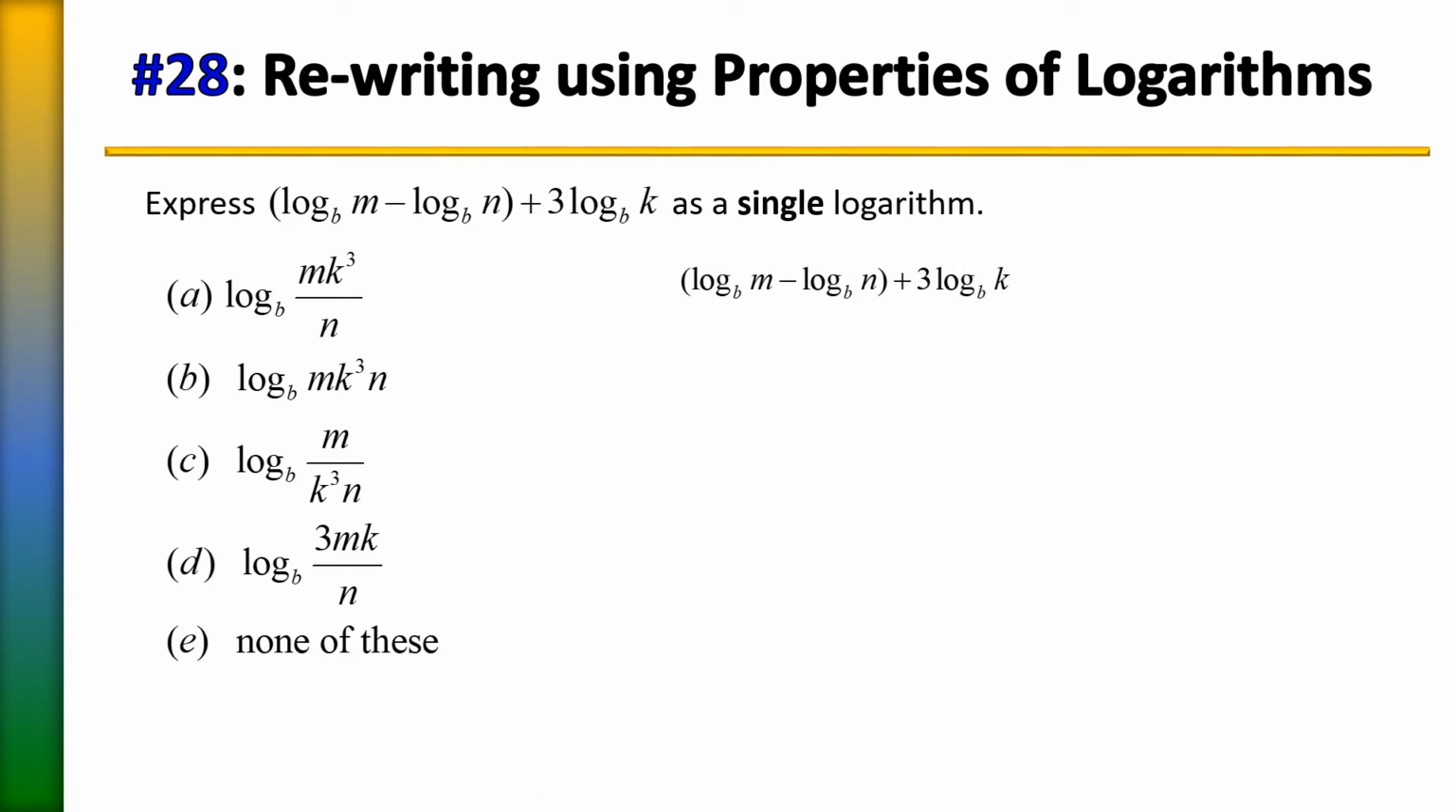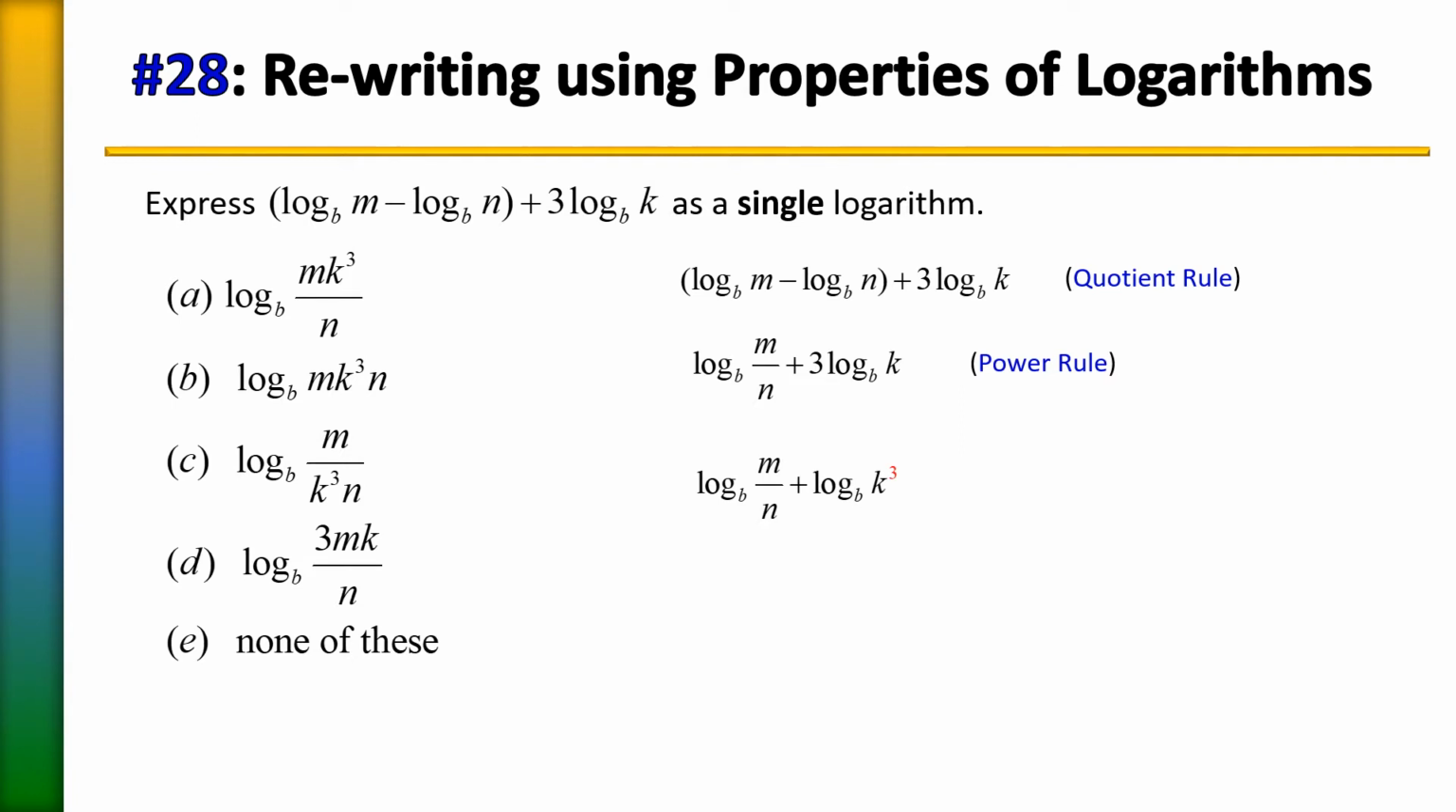So step 1, let's go ahead and consolidate these two logs into one log. Since they both have the same base, we can do that. So it's going to be log base b of, and then it's going to be m on top, take away the n on the bottom. That's called the quotient rule. Next, we're going to move that 3, that's a power rule, out to the back, which is going to be that exponent on that k. Good.